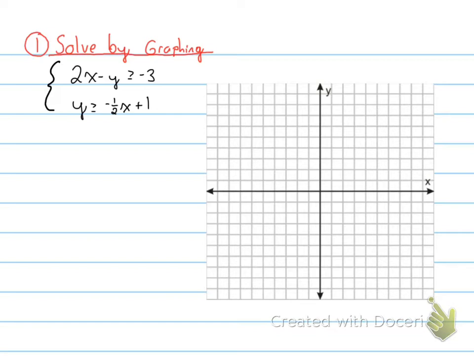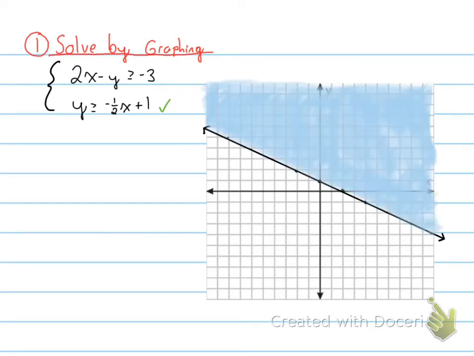When I'm graphing, as we know by now, the easiest way to graph is if we're in slope-intercept form. I see that my bottom equation is good to go, so I'll start by graphing that. My y-intercept is at 1, and I'm going down 1 over 2. Solid line because it's greater than or equal to. And finally, I'm shading above, so I'm just going to go ahead and do that.